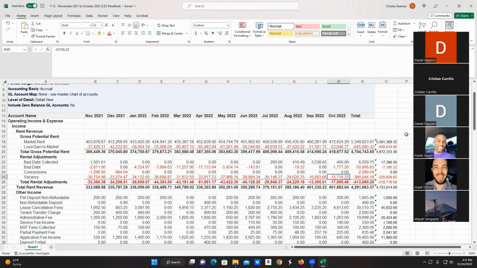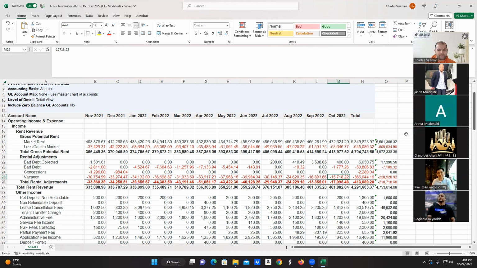And let's just go through this. I find this is something that often confuses people, especially as they're starting out. So what is the gross potential rent?